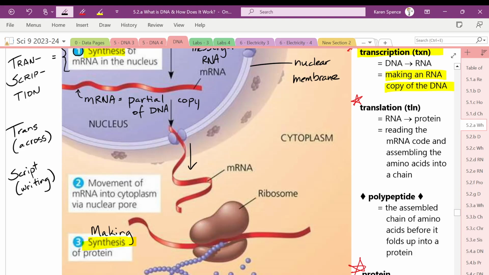And who is making the protein? The ribosome is making the protein. And what is it reading? The RNA. It's reading the RNA. What kind of RNA is this? mRNA. It brought the message from the nucleus to the cytoplasm. That's why it's called messenger RNA. It brings the message from the nucleus to the cytoplasm.